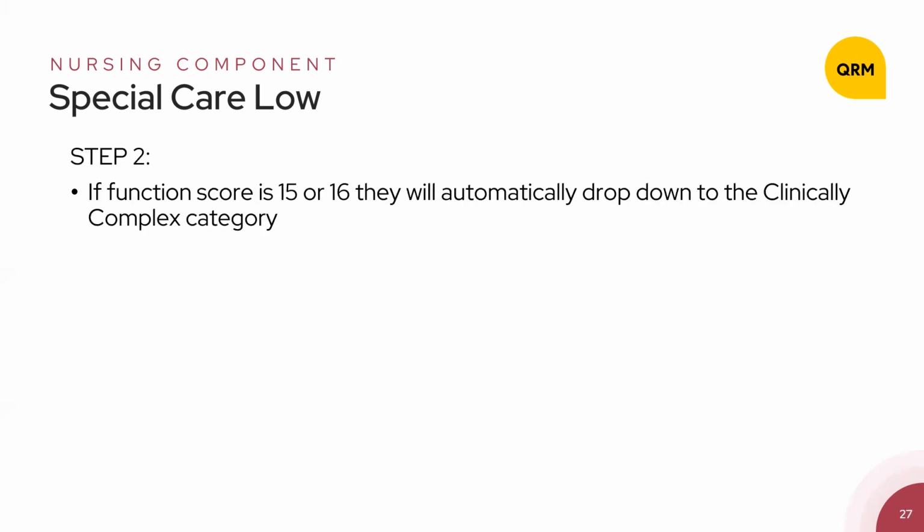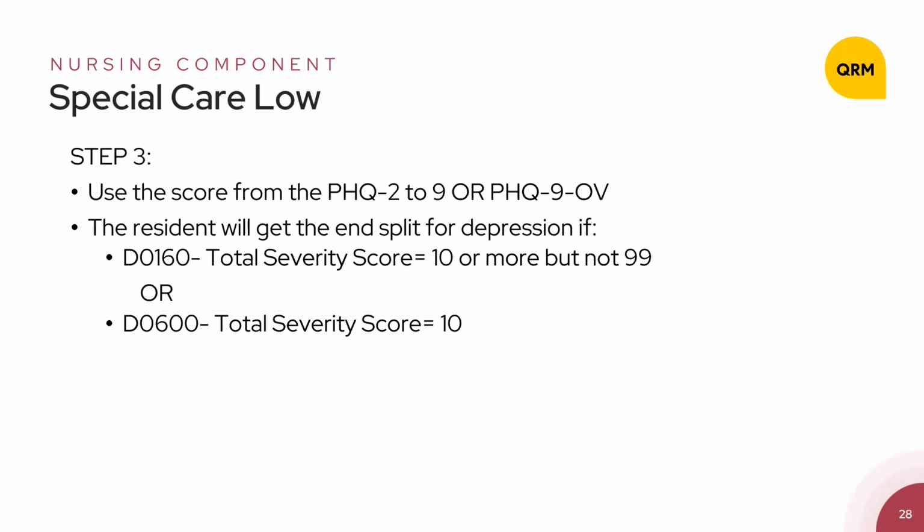The second step for our special care low is again to look at our GG score. Just like with our extensive services and our special care high, if the function score is a 15 or a 16, they automatically drop to clinically complex. If it's 14 or below, then we're going to move on to our step 3, which again is looking at the PHQ 2 to 9 or the PHQ 9 OV. Total severity score is a 10 or more, but not 99. Then they will get that depression split, or trigger for depression.